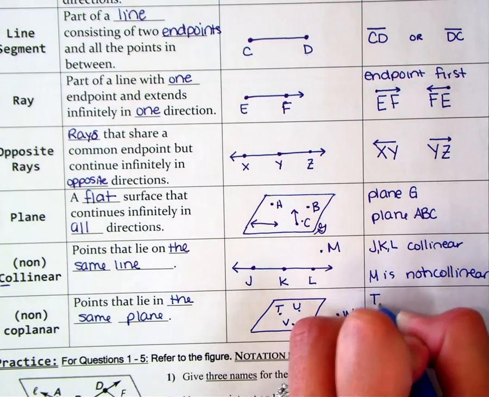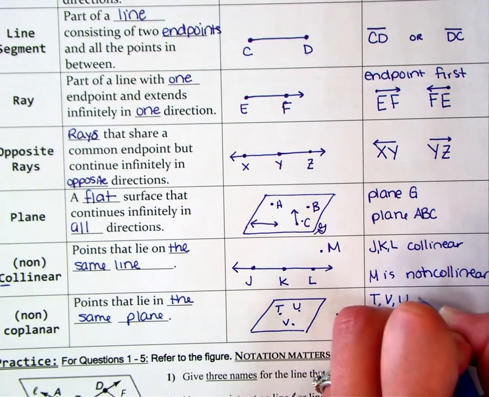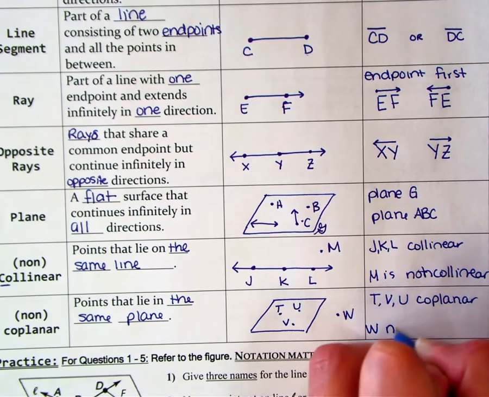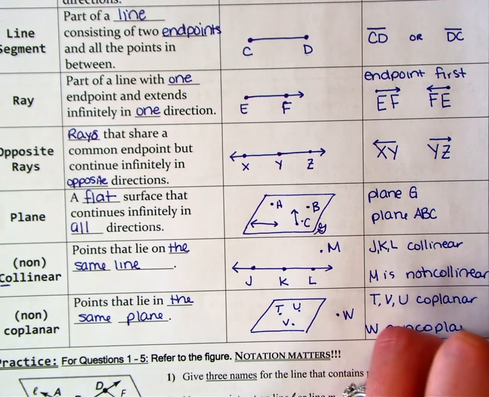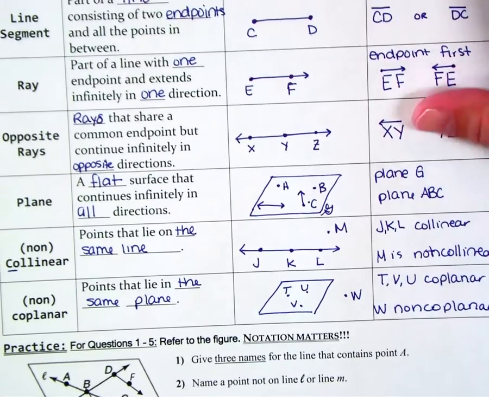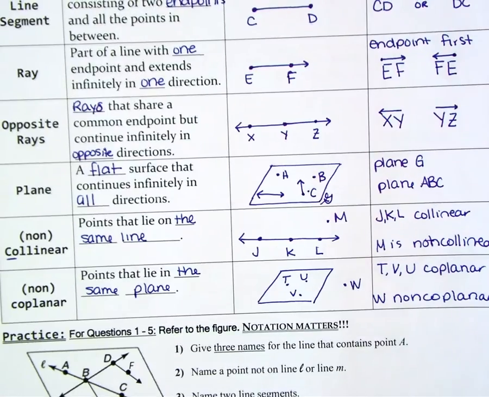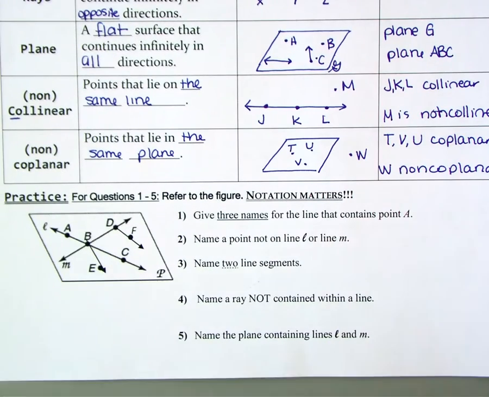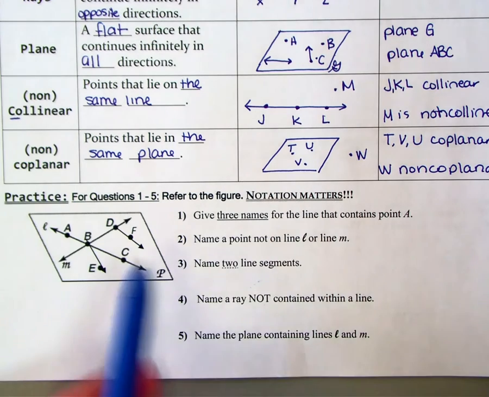So we would say T, U, and V are coplanar. We would say W is non-coplanar. So then if we put it all together, using the vocabulary and using our illustrations and using how we name things, we have a bunch of stuff in a plane. So we're going to work through this.